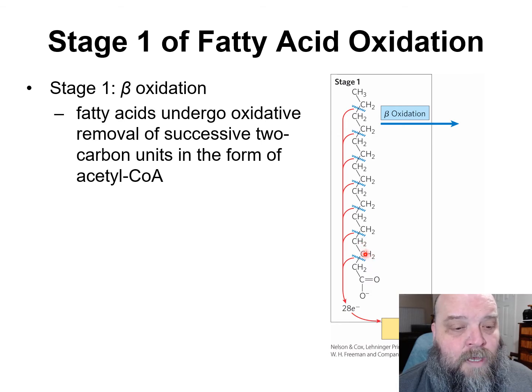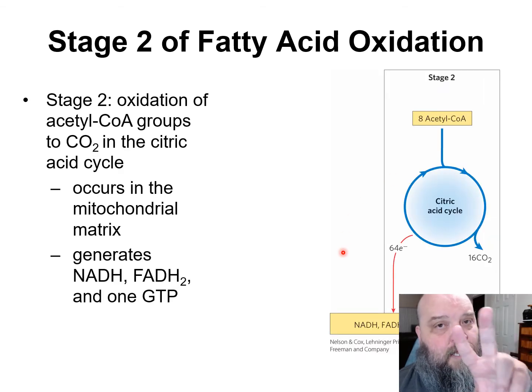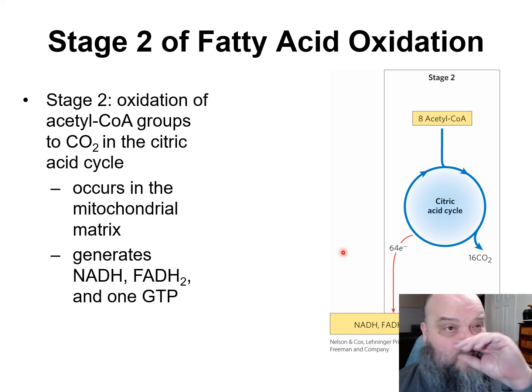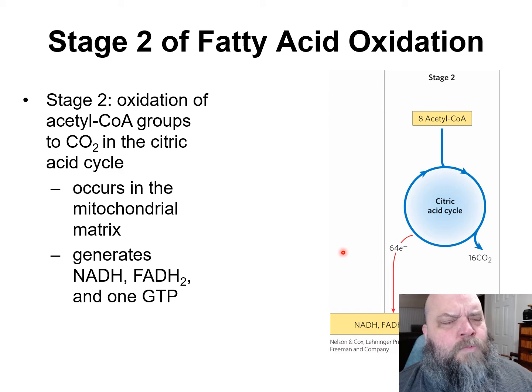C1 now becomes C1, C2. Cut. Add another CoA. C1, C2. Cut. This is what beta oxidation is. By cutting every 2 carbons and having it already attached to a CoA group, it forms acetyl CoA. Acetyl CoA that can be fed directly into the citric acid cycle.